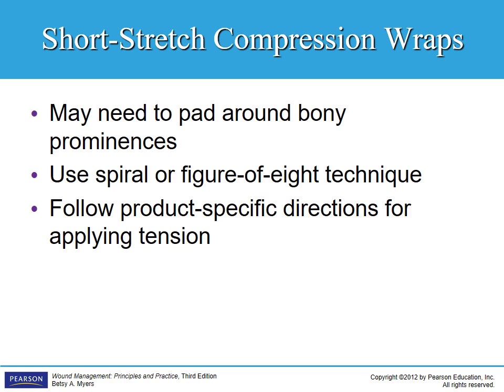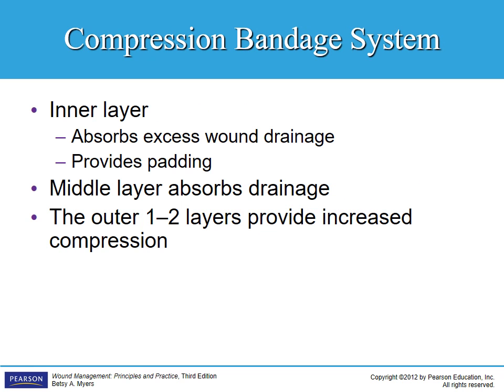With a short stretch compression wrap, you may need to pad around the bony prominences, such as the malleolus, because as you're wrapping compression, when you've got just skin over bone, you have to protect those areas. So you use a spiral or figure of 8, which we worked on in the lab, and depending on what product you use, they will have directions for how you apply the tension. I think I showed you there's usually yellow markings on them so that you can know how far to go with the short stretch.